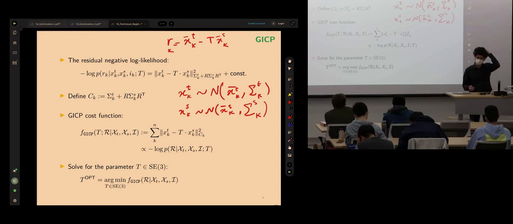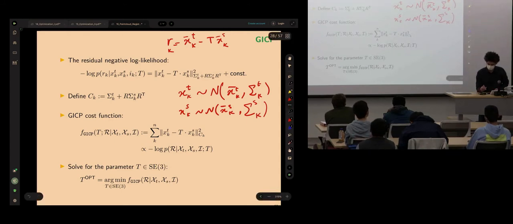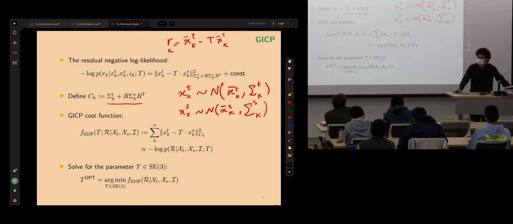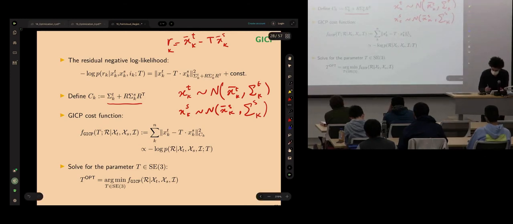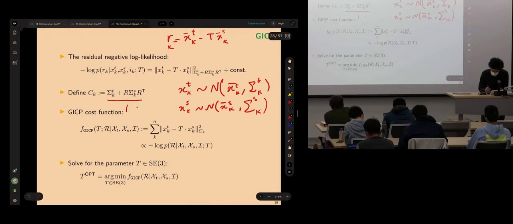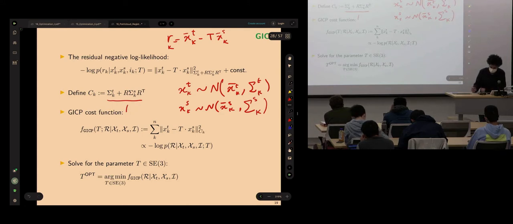So if they're independent, it will be the covariance of the target point plus the mapped version of the covariance of the source points, because the source point is, of course, R... it's not cooperating.